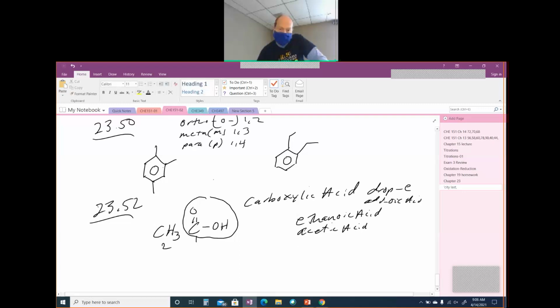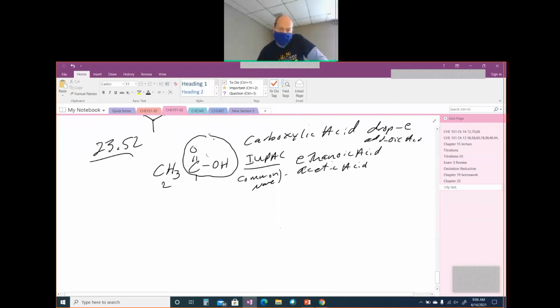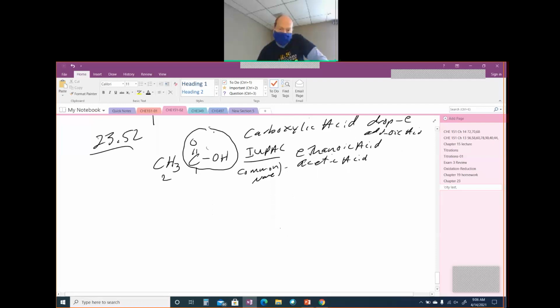If it says the IUPAC name, especially on a multiple choice, all right, then you have to give ethanoic acid. If it says common name, then it wants acetic acid. All right. If it doesn't say, or if it's not multiple choice, I would accept either answer. Even if it says IUPAC name and you give the common name, I would accept that. Unfortunately, on a multiple choice, when both names are listed and it's asked for the IUPAC name, then that's the only correct answer. All right, so IUPAC means you're following the rules of naming. Common name is just something that you memorize. You memorize that is acetic acid.